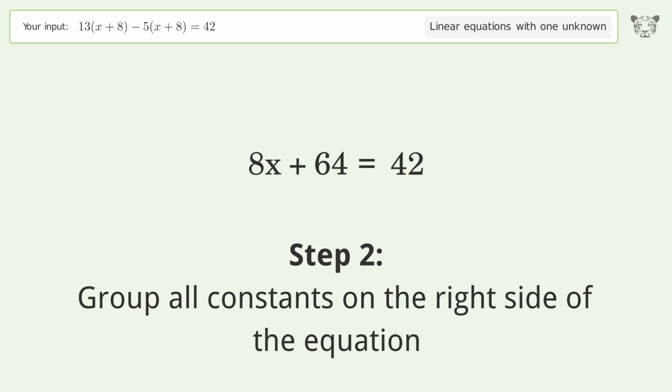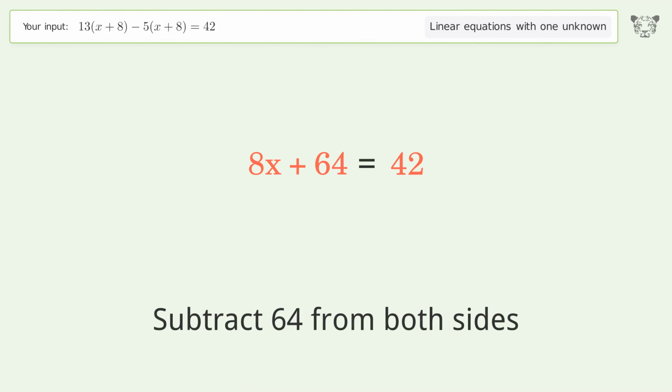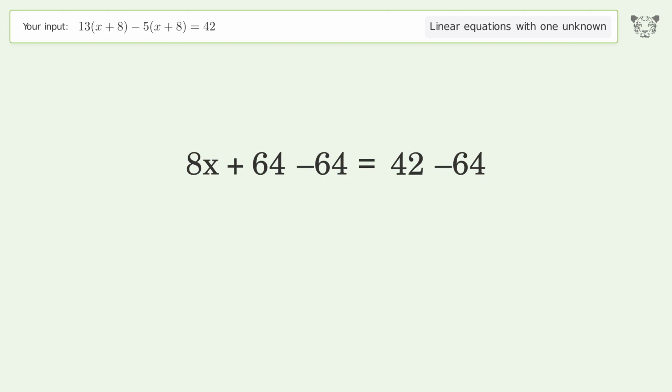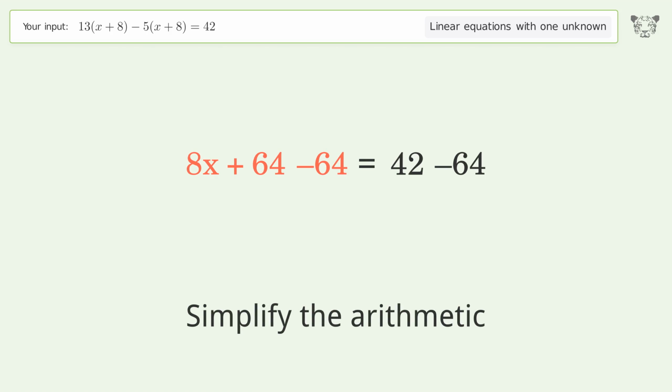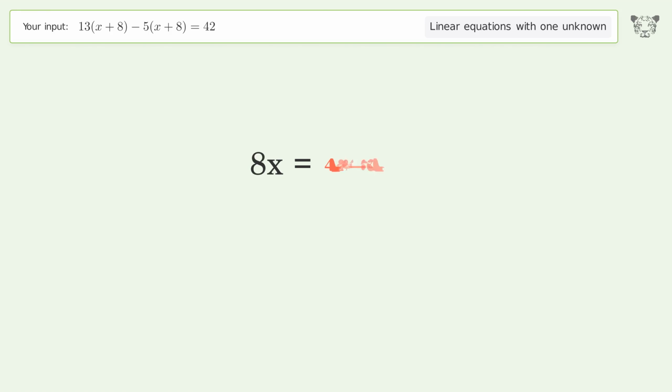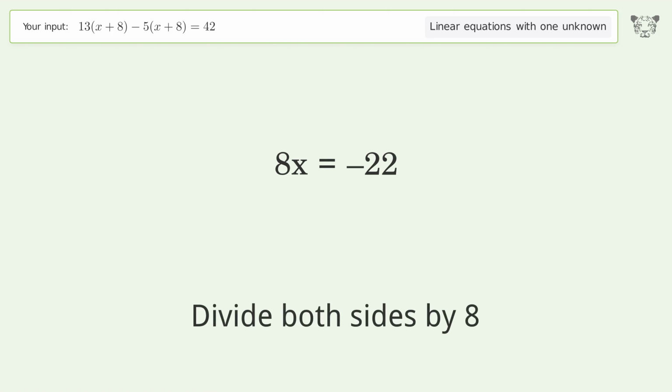Group all constants on the right side of the equation. Subtract 64 from both sides. Simplify the arithmetic. Isolate the x. Divide both sides by 8.